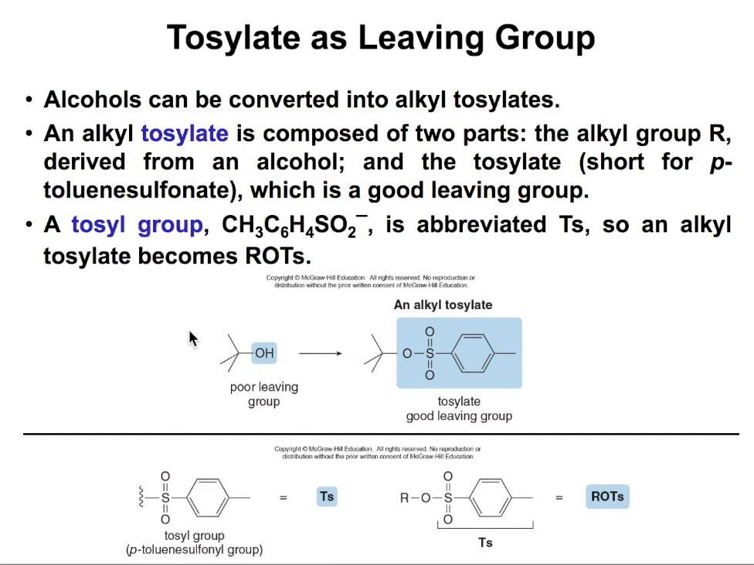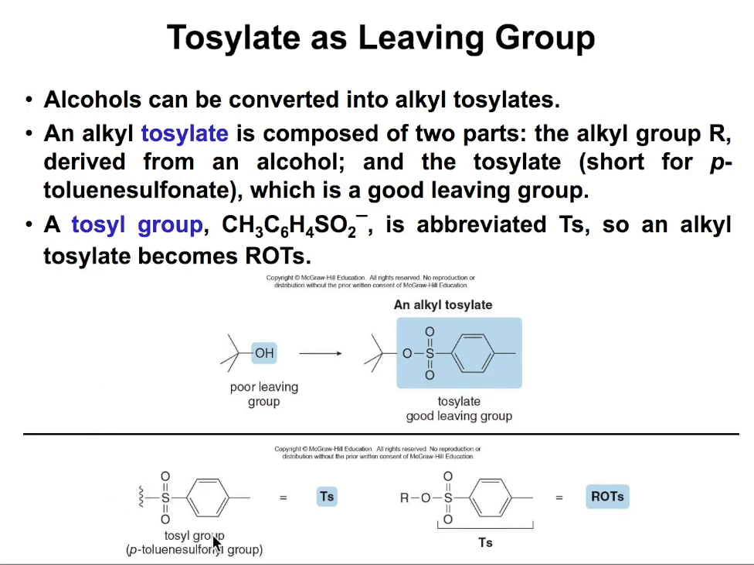So alcohol, as I said before, is per se a bad leaving group. That OH minus is not good. But if it's converted into a better leaving group, then it can leave. So in this case, alkyl tosylate can be useful. This whole thing is what we call the tosyl group.